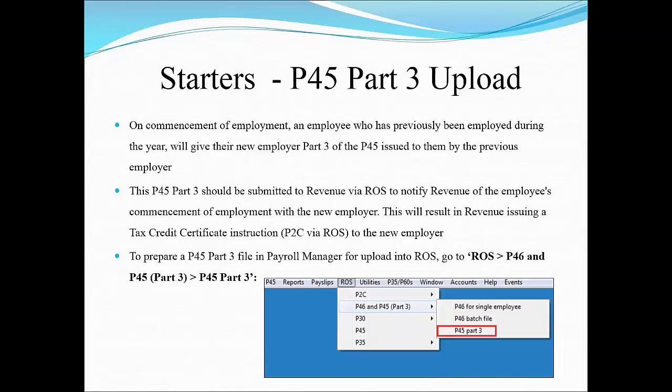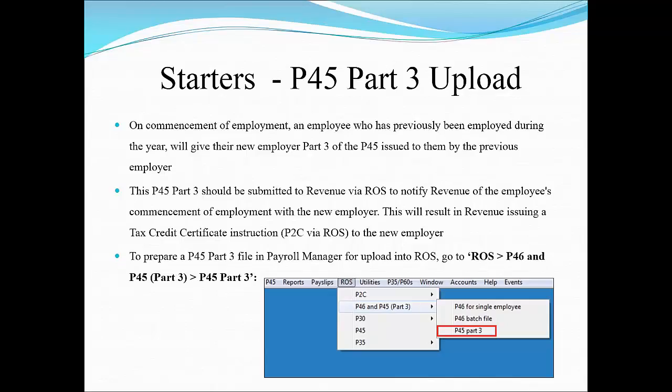Okay. So where an employee has previously been employed during the tax year, they should have been given a P45 from their previous employer, and they will give their new employer Part 3 of that P45. That P45 Part 3 then needs to be submitted to Revenue, and that can be done via ROS, and that is simply to notify Revenue of the employee's commencement of employment with you.